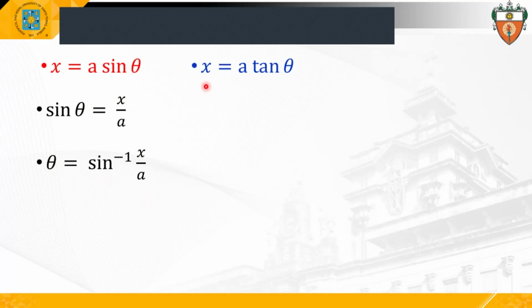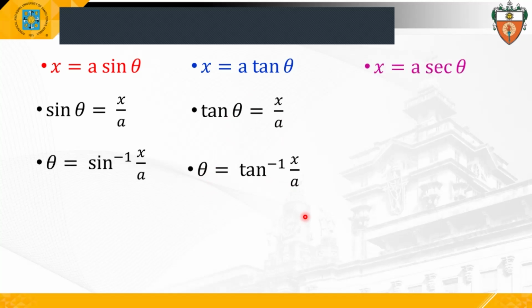Whereas if we let our x equal to the expression a tan theta, to obtain an expression for tangent theta, again, we can divide both sides by a. That will give us x over a equal to tangent theta. And of course, applying the arctan function on both sides, theta will be equal to arctan of x over a. Tapos, if we let x be equal to a secant theta naman, secant theta naman yung kailangan natin i-isolate. Again, dividing both sides by a, secant theta is equal to x over a.